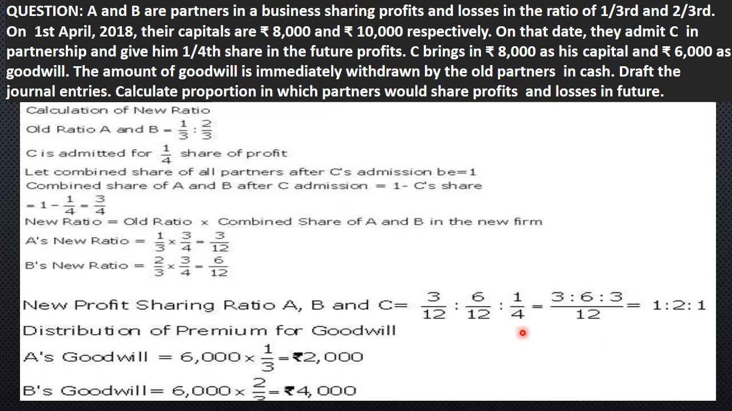After knowing their new ratio, and as we know in case 1 the sacrificing ratio is always equal to the old ratio, and which case is case 1? The case in which you are given the old ratio and the new partner's share, and apart from this no other information is available to you. In such a situation, your old ratio will be termed as the sacrificing ratio. Therefore, we will distribute the amount of goodwill brought by new partner C in their sacrificing ratio, which is equivalent to their old ratio, out of which A will get rupees 2000 and B will get rupees 4000.